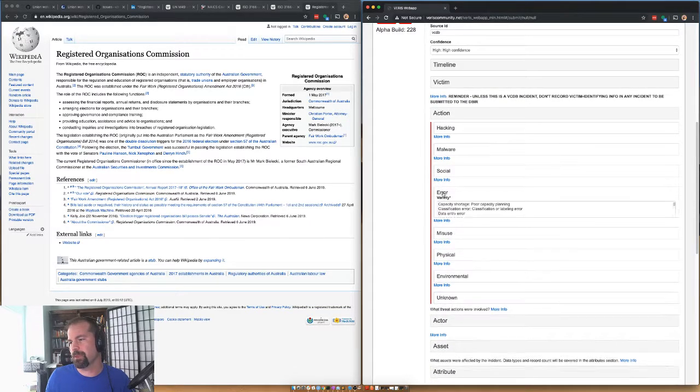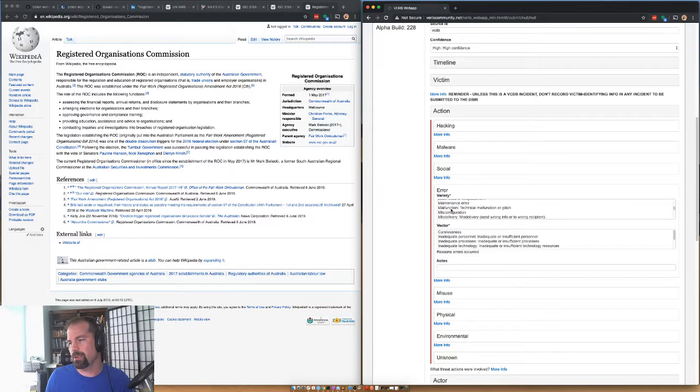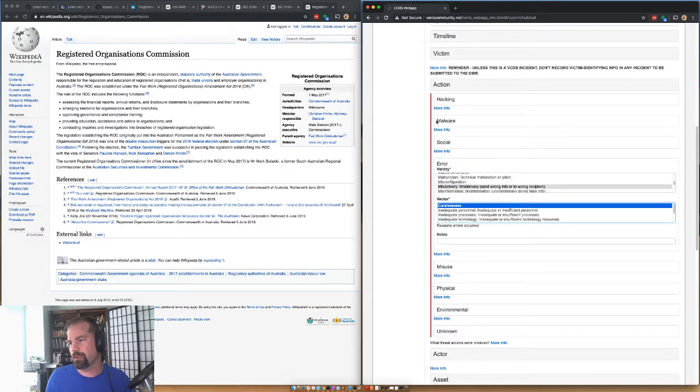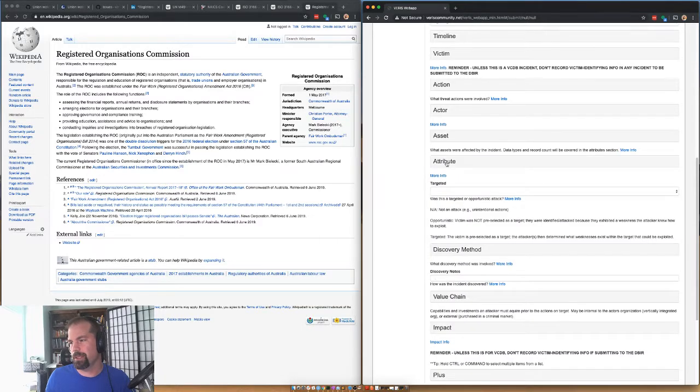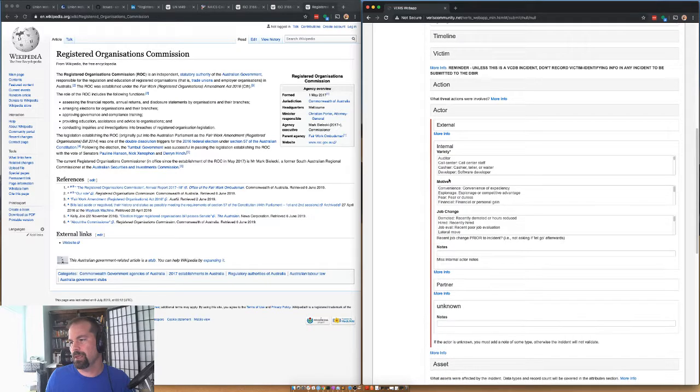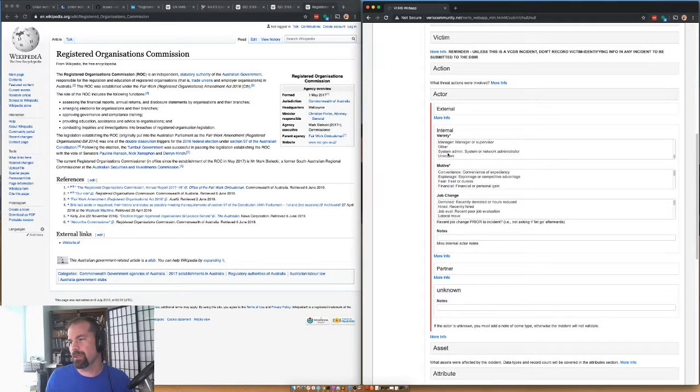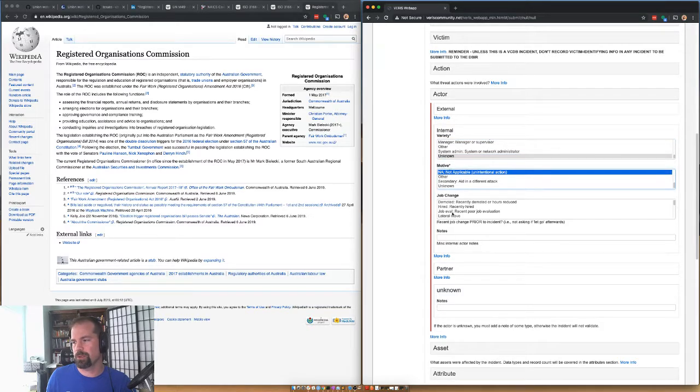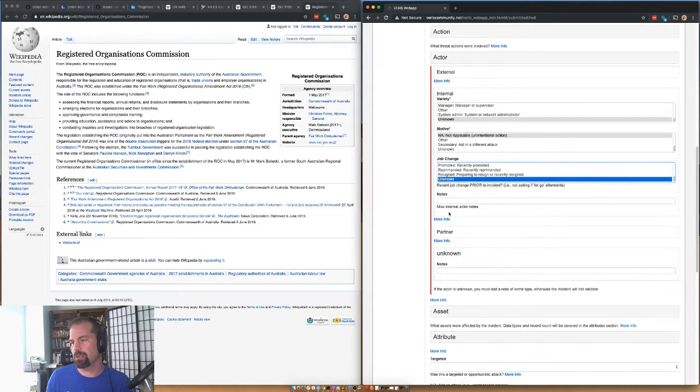Action. This is a fun one. Error. Missed delivery. Carelessness. And there's everything that happened. Actor. Internal. I mean, it doesn't really say. It's an internal person. Motive. There was no motive. This was unintentional, and no job change.